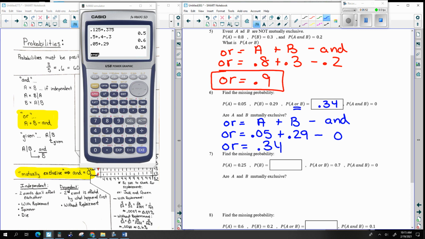Second question is, are A and B mutually exclusive? And I see that and is equal to 0, so that means yes, they are mutually exclusive.